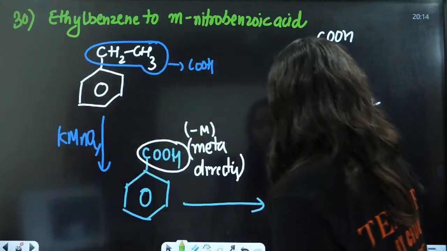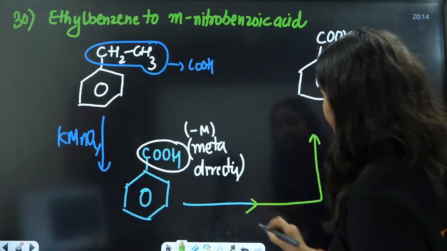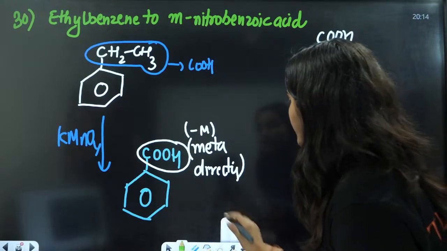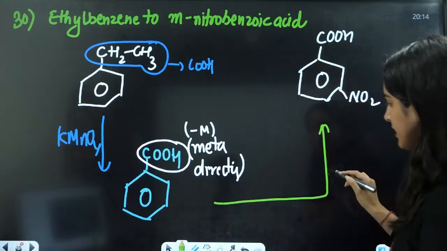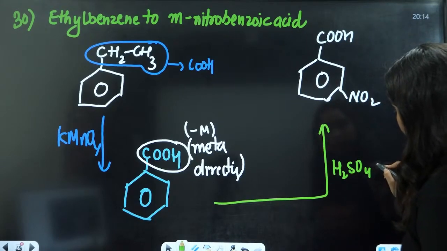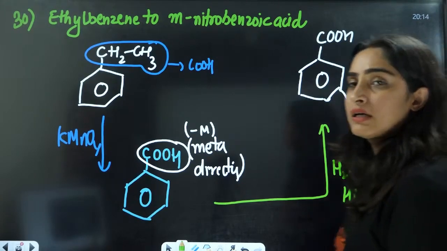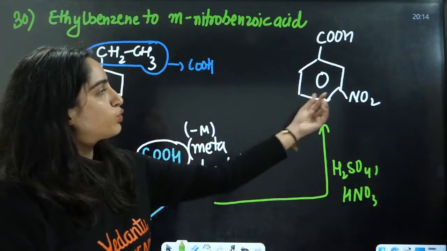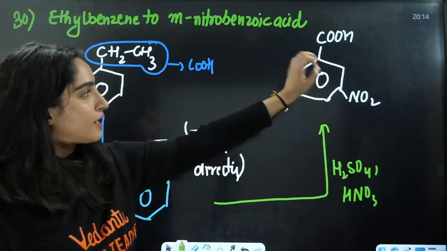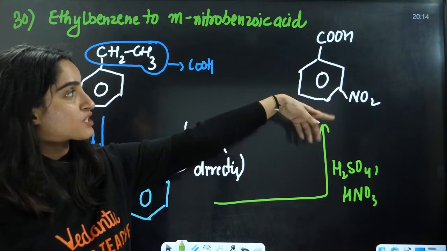So directly, what you are going to do? You are going to add here nitrating mixture, H2SO4 and HNO3, and you will have the nitrating mixture, NO2 positive electrophile, and the electrophilic substitution reaction will be here.